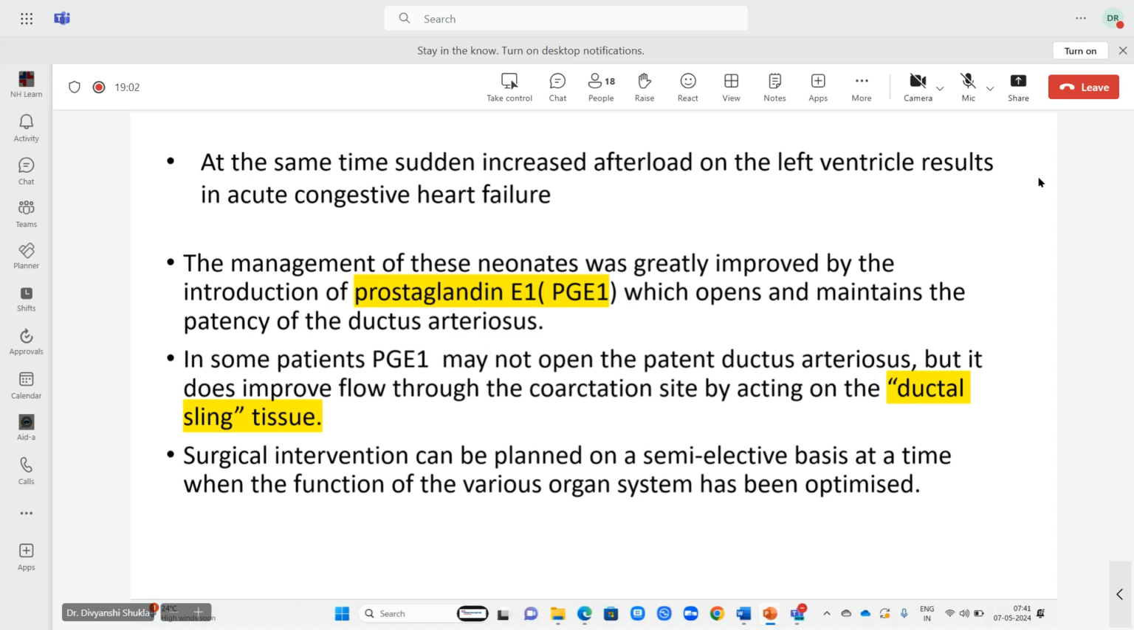The management of these neonates has greatly improved by the introduction of prostaglandin E1, which opens and maintains the patency of the ductus arteriosus. In some patients, PGE1 may not open the patent ductus arteriosus, but it does improve blood flow through the coarctation site by acting on the ductal sling tissues. Surgical intervention can be planned on a semi-elective basis at a time when the function of the various organ systems has been optimized.